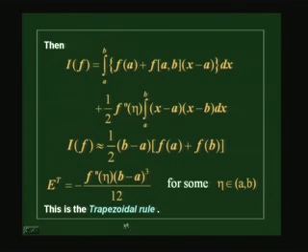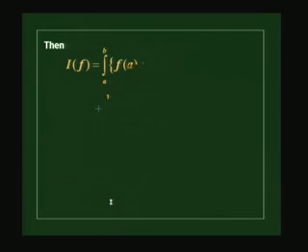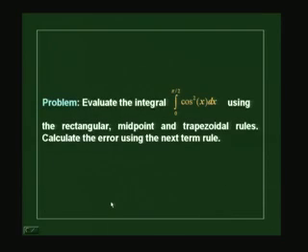So, so far we have looked at three rules: rectangular, midpoint, and trapezoidal. You could do this problem: take cos squared x dx between the limits 0 and pi by 2, and we know what the integral of this is analytically. Then you could evaluate it using the rectangular, midpoint, and trapezoidal rules, and calculate the error because you know the exact value, and then compare them with what you get. Okay.